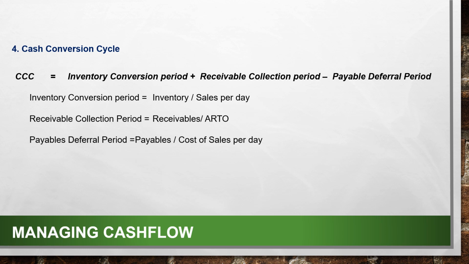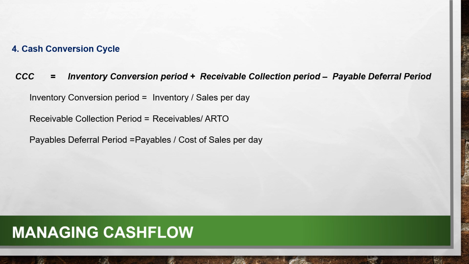Okay, so we have here the cash conversion cycle. The cash conversion cycle can be derived by adding the inventory conversion period plus the receivable collection period, then subtracting the payable deferral period. So again, cash conversion cycle is equal to inventory conversion period plus receivable collection period minus payable deferral period. So what is the best cash conversion cycle? Is it positive or negative?